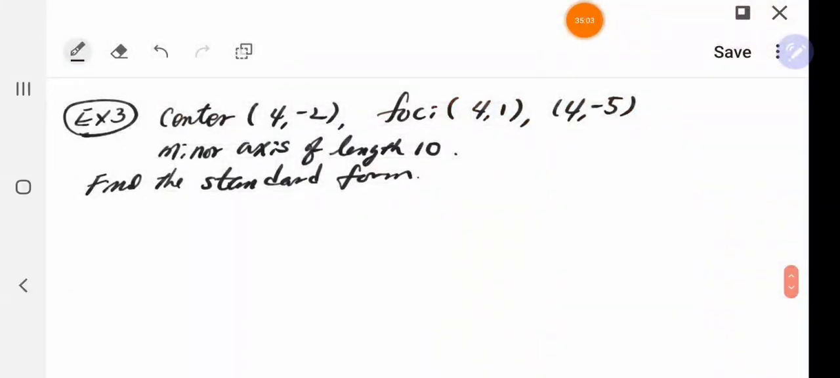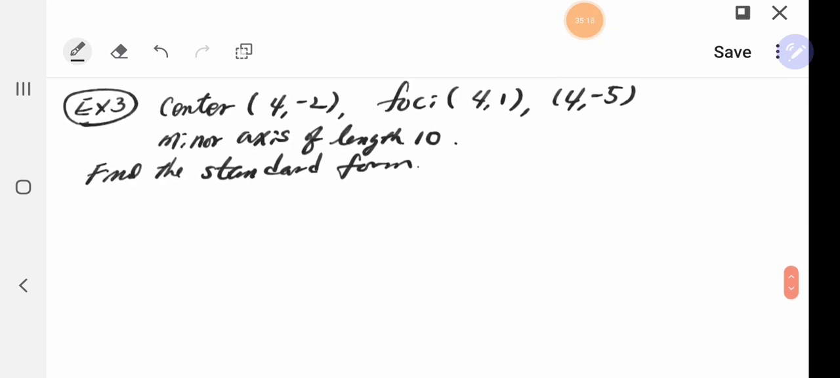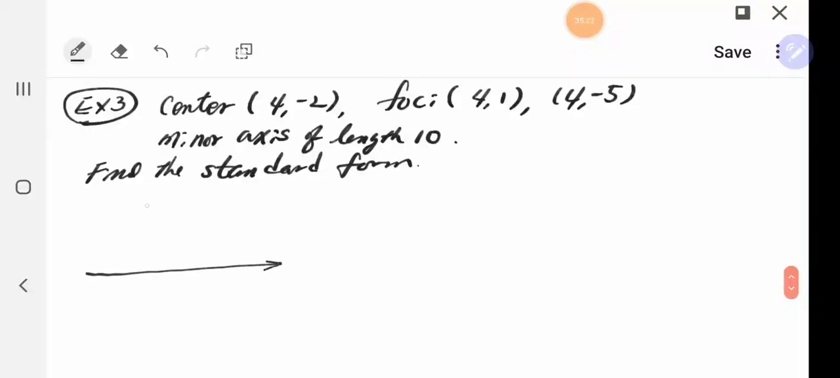Okay, for this example 3, the center, foci, and the major axis of length 10 are given. From this given information, let's find the standard form of this ellipse. First of all, let's graph it so that it's much easier to understand. Here is the x-axis and the y-axis. The center is 4 and negative 2. So let me draw a little bit.